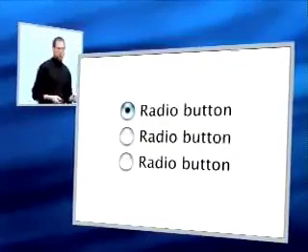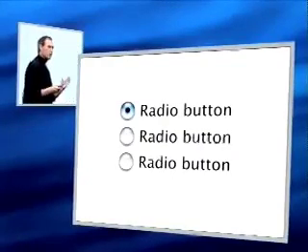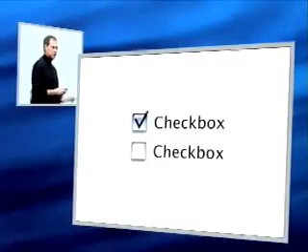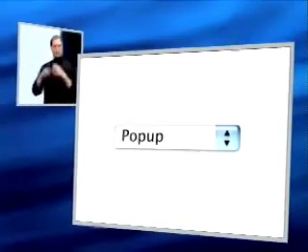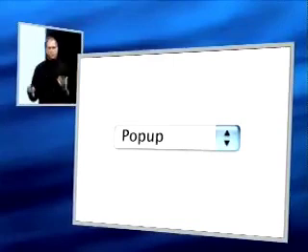This is what radio buttons look like. Simple things. This is what checkboxes look like. This is what pop-up lists look like. Again, you're starting to get the feel of this, a little different. This is what sliders can look like, right?